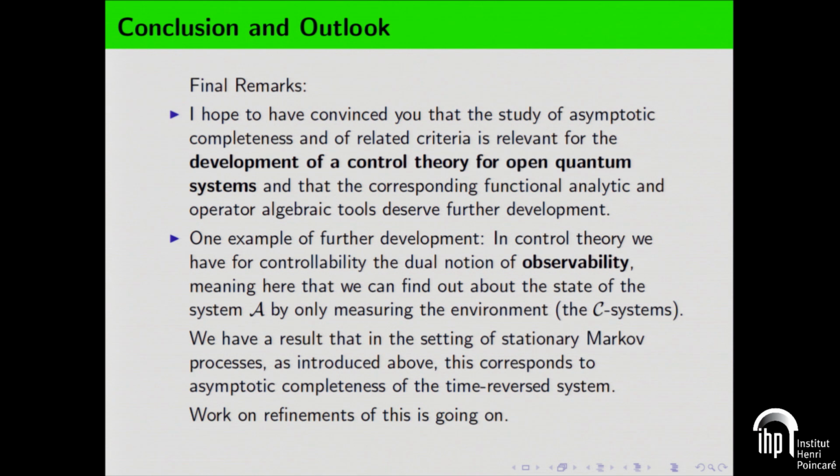So it shouldn't be surprising, the result we have, that in the setting of these stationary Markov processes, observability in this sense corresponds to asymptotic completeness of the time-reversed system. So again, asymptotic completeness can play a role in characterizing the situations where you have observability as well as controllability. So we are working on refinements of this observability thing.